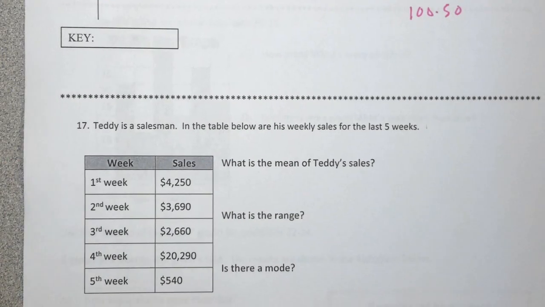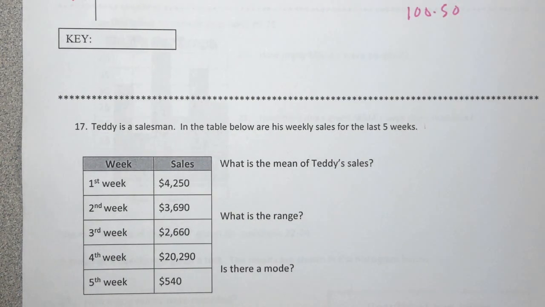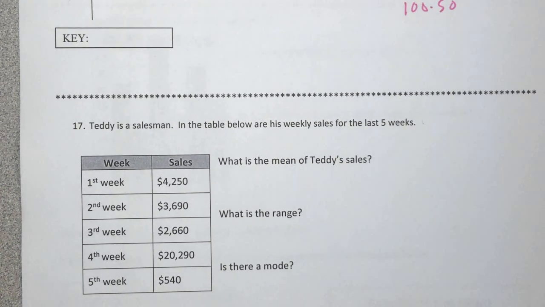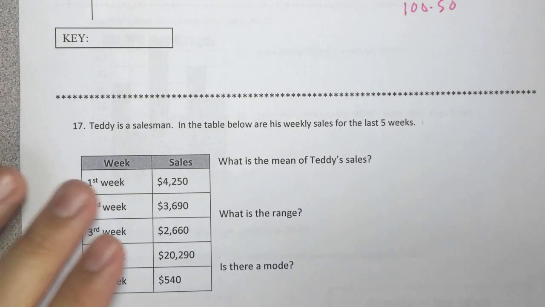Okay, number 17. I think this is almost done. Teddy's a salesman. In the table below are his weekly sales from the last 5 weeks. What is the mean average of Teddy's sales? What is the range? Is there a mode?